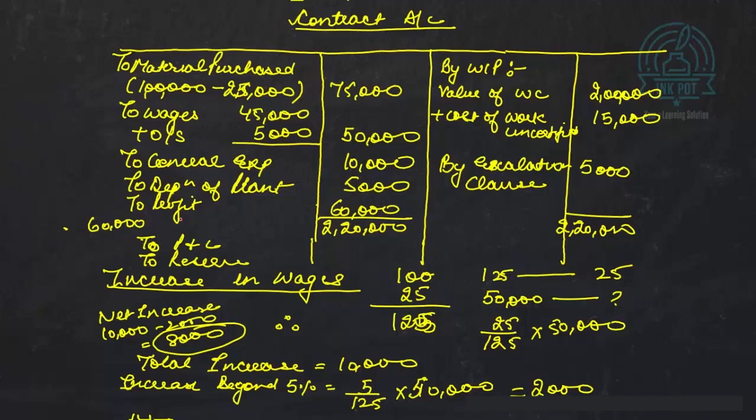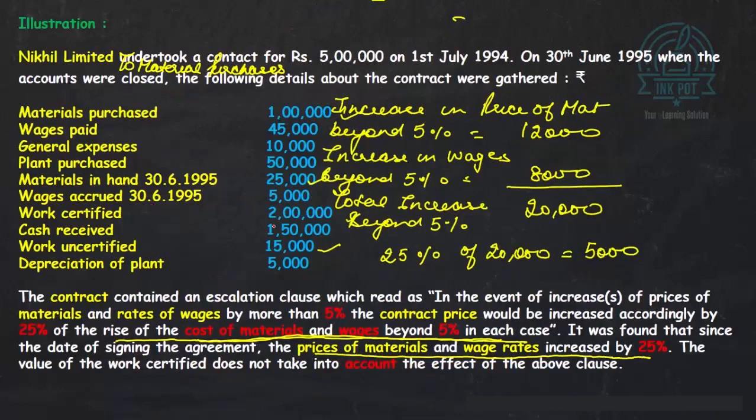60,000 into 1/3 into the percentage of cash received. So what is the percentage of cash received? Cash received is 1,50,000 of 2 lakh. So let me calculate the percentage. 1,50,000 divided by 2 lakh into 100. So 75% is the percentage of cash received.